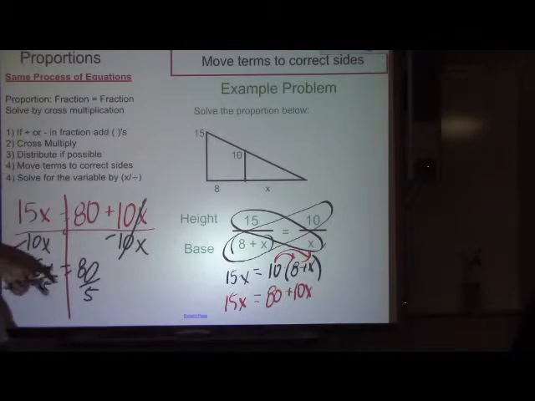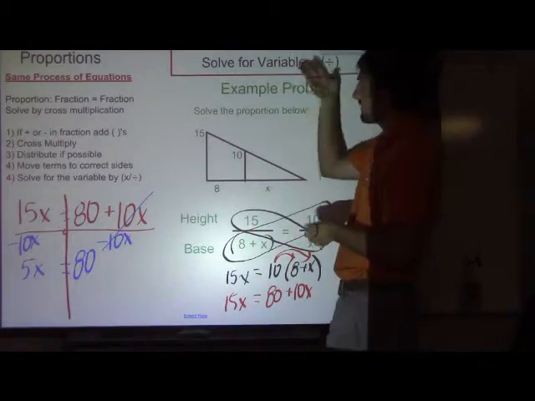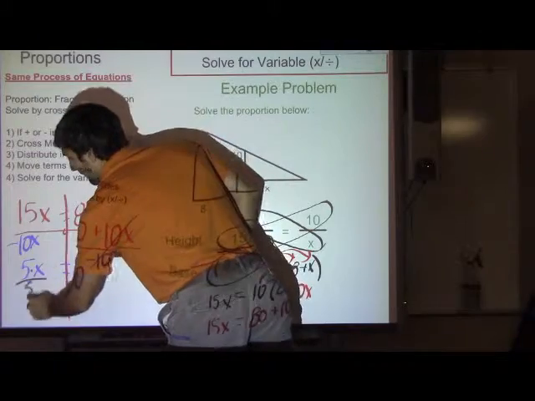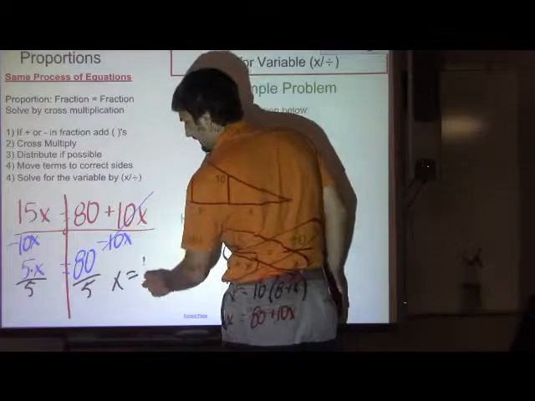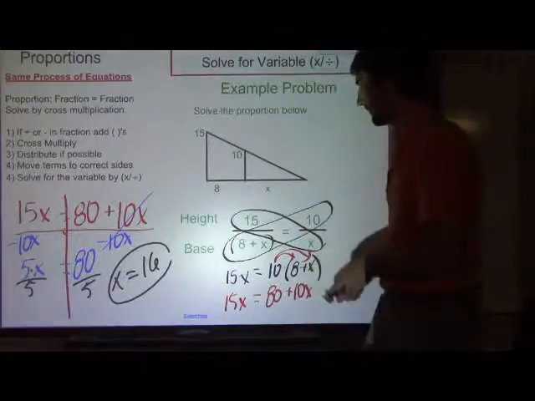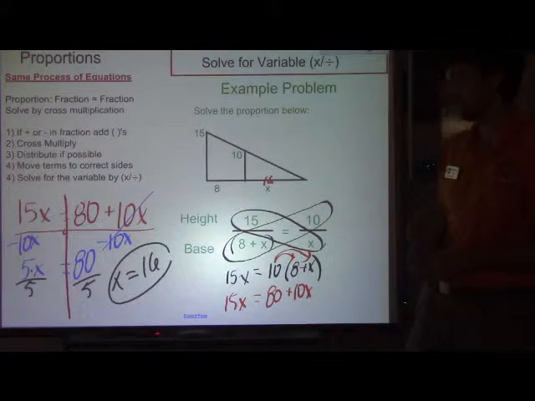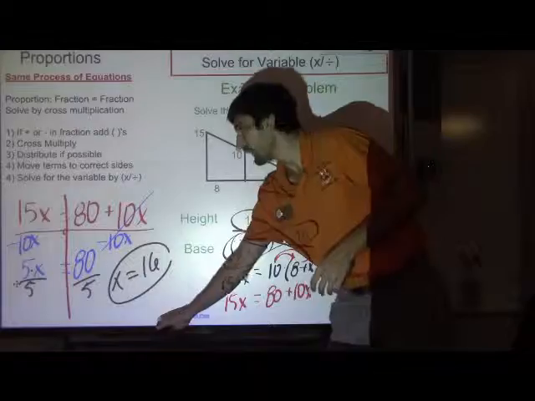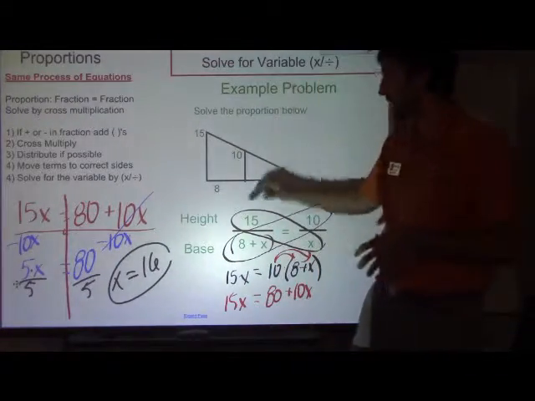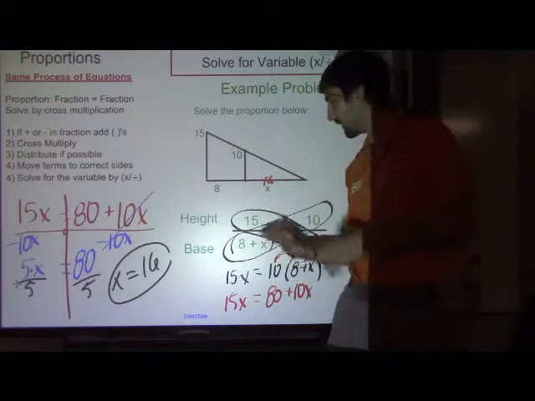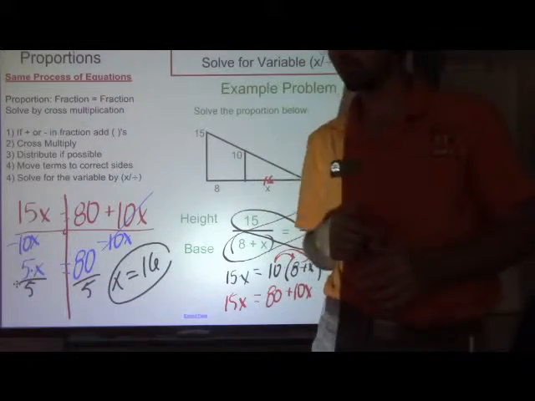Oh, I think that's on the next slide. Let me double check. The last step is to solve for the variable. Again, the opposite of times 5 is divide by 5. So that gives us x is equal to 16. That means that this length right here is going to be 16. And that's how you do a proportion. It is the same thing as equations. Just remember, when you have the adding, you've got to put those parentheses. Or if it was subtraction, put those parentheses. That way you remember to distribute.